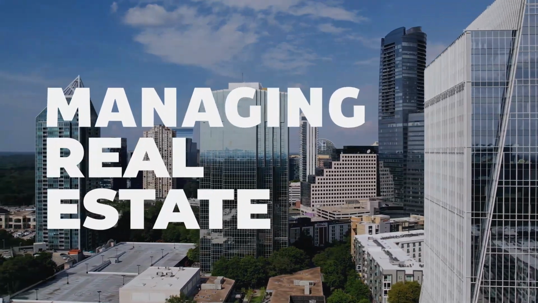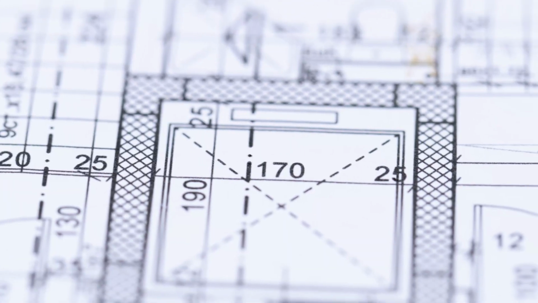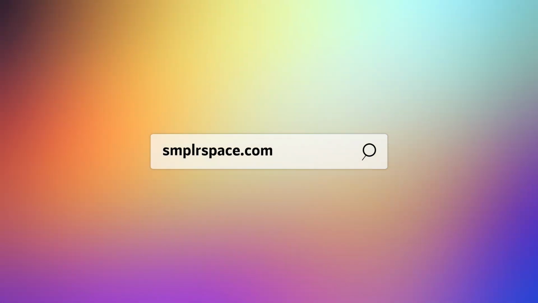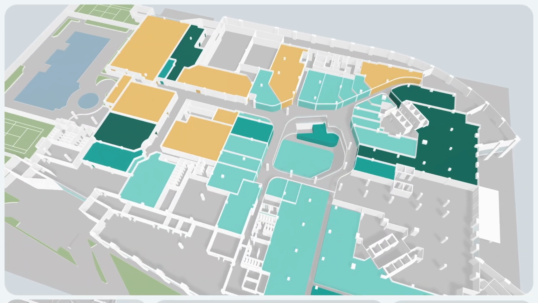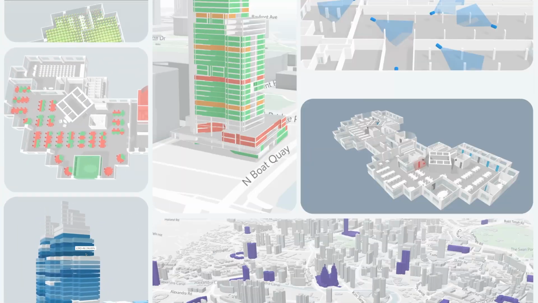Managing real estate often means juggling scattered data across spreadsheets and disconnected floor plans. And in the middle of it all, context gets lost. Smplrspace changes that, bringing all your property data into one interactive canvas, from financials and leasing to operations and IoT.